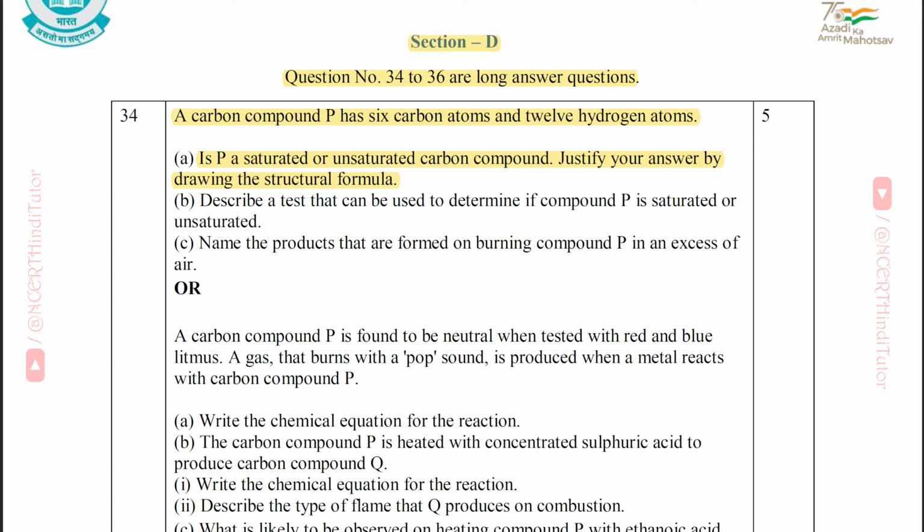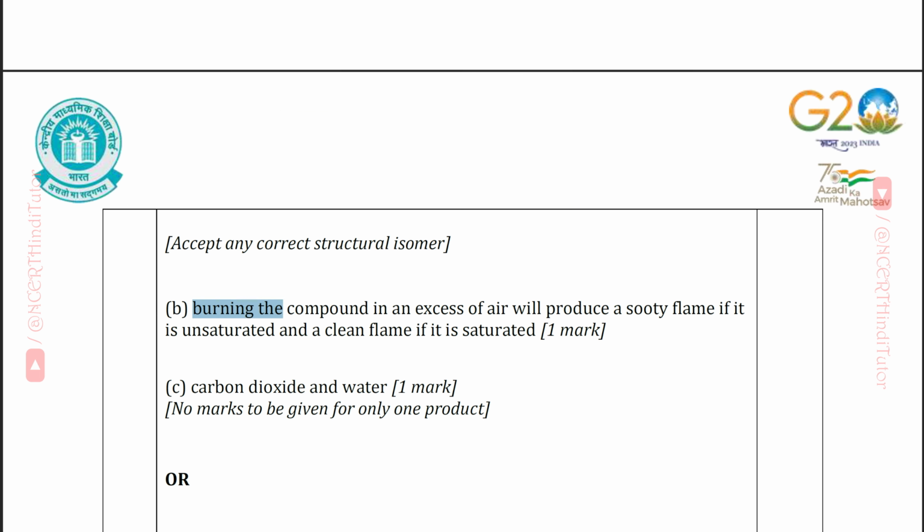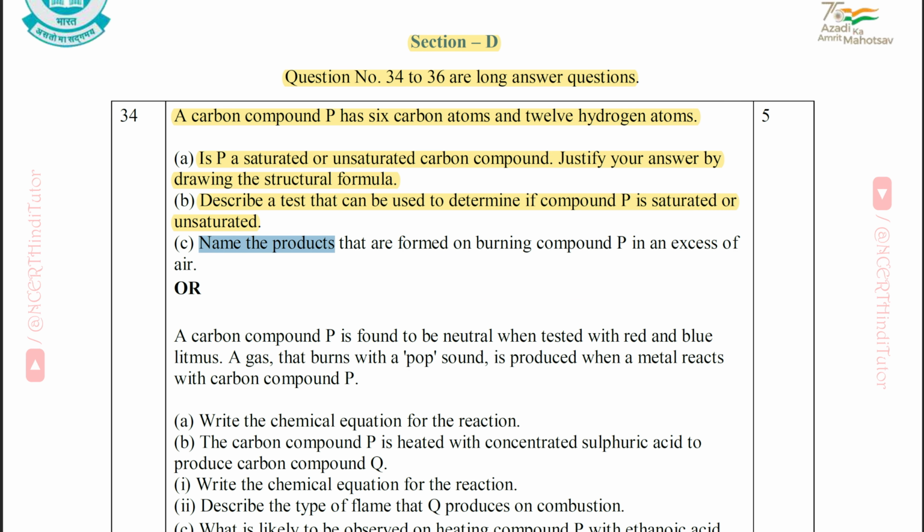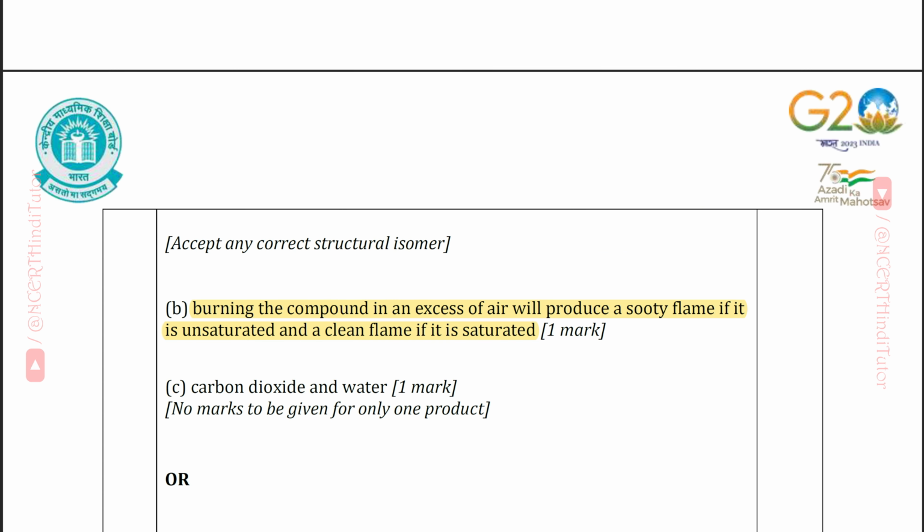B. Describe a test that can be used to determine if compound P is saturated or unsaturated. Answer. Burning the compound in an excess of air will produce a sooty flame if it is unsaturated and a clean flame if it is saturated. C. Name the products that are formed on burning compound P in an excess of air. Answer. Carbon dioxide and water.